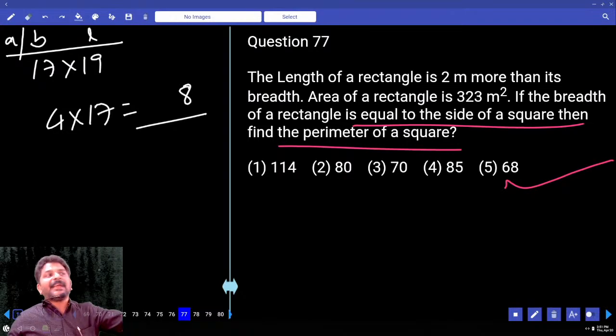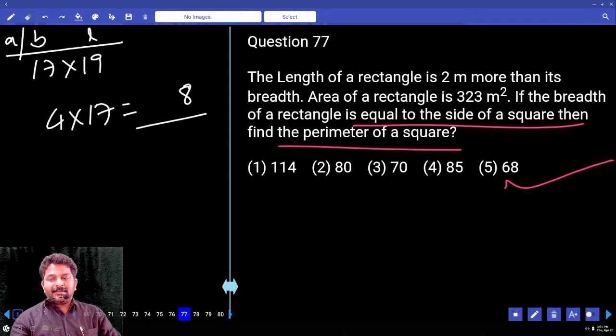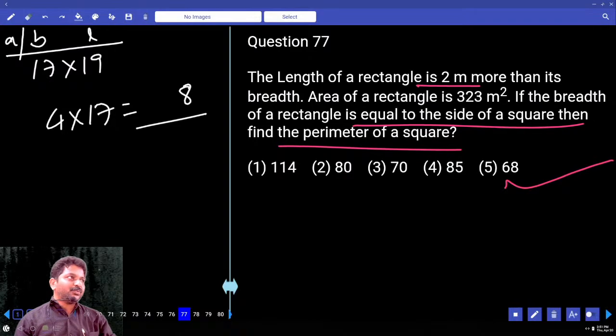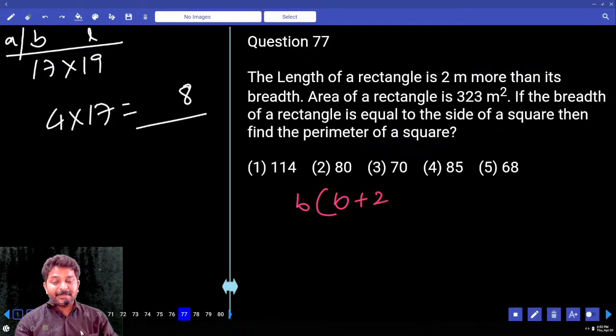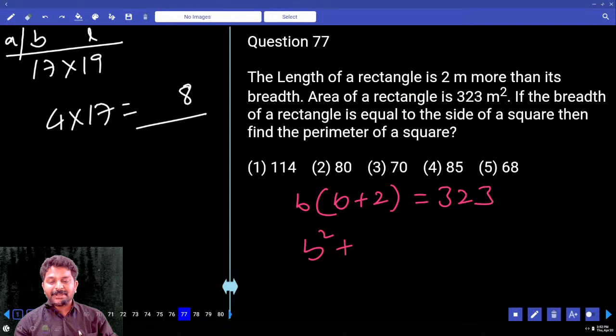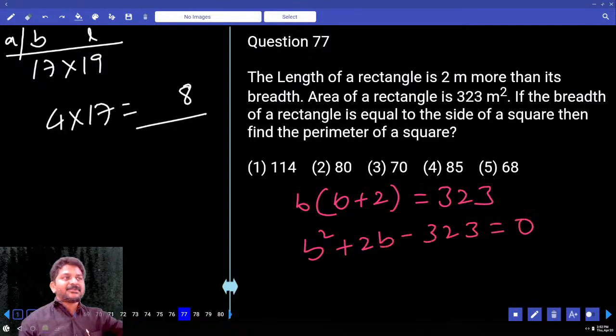See, if you don't get that idea, when you have a difference of 2, they are consecutive even numbers or consecutive odd numbers. So I'll write this number as the nearest square, which is 324 minus 1, 18 square minus 1. If you don't know that, you need to write like this. If breadth is b, length is going to be b plus 2, product is equal to 323. b square plus 2b minus 323 is equal to 0, and you need to solve the quadratic equation, which is not required.